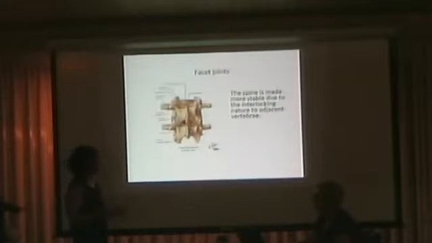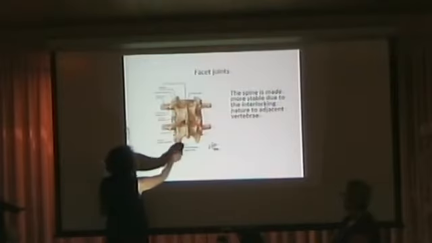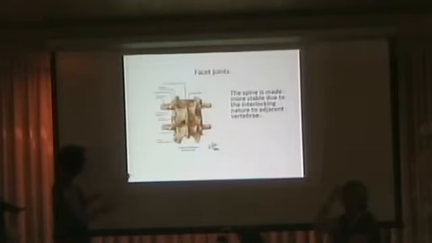The facet joints. The facet joints are a pair of synovial joints between the articular processes of two adjacent vertebrae. The facet joints are located on the back of the spinal column.